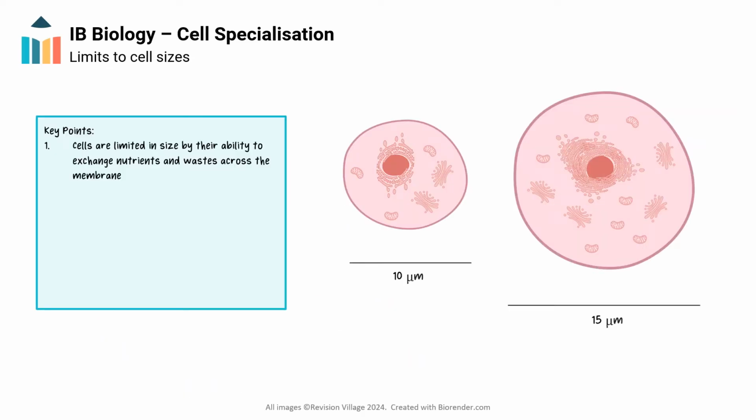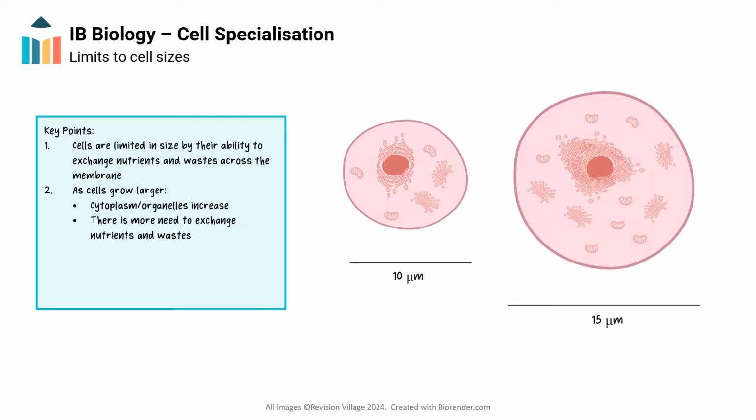As we have seen in our examples of specialized cells, cells can come in a variety of sizes that allow them to perform their functions well. However, regardless of the size of the cell, they are limited in their size by their ability to exchange nutrients and waste across the membrane. As the cell grows larger, the volume of the cytoplasm contained within it increases. The increase in cytoplasm also means there'll be more organelles present, and that increases the need to exchange nutrients like oxygen, as well as wastes.